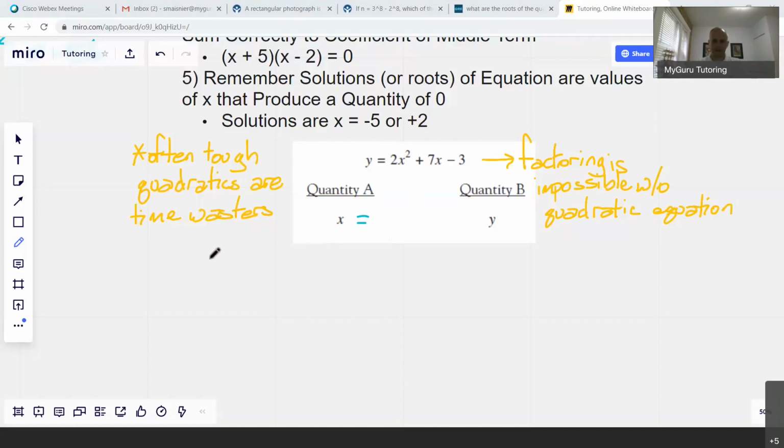Yeah, if x equals 0, well, then we know that y is just equal to -3. So if x equals 0, y is equal to -3. And right now, I know that quantity A is greater.